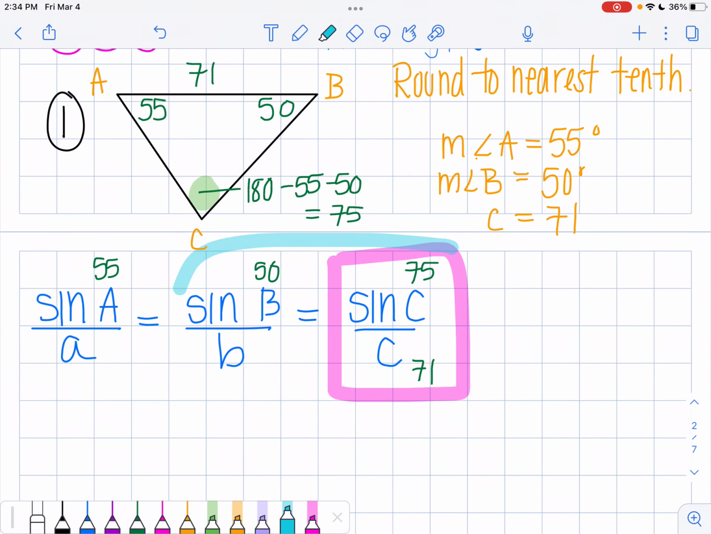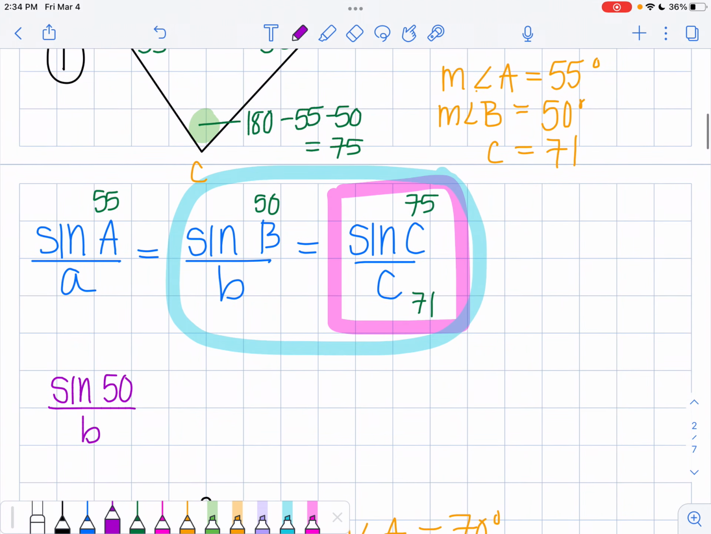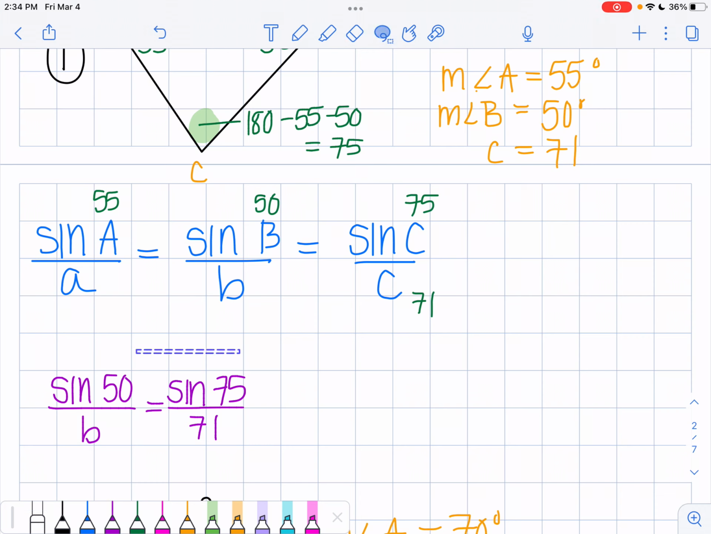So I'm going to try to find little b first. I'm going to use this proportion, so I'm going to write out the sine of 50 over b is equal to the sine of 75 over 71. When I solve a proportion, I'm going to cross multiply. I'm just going to move this up a little bit so I don't run out of space here.